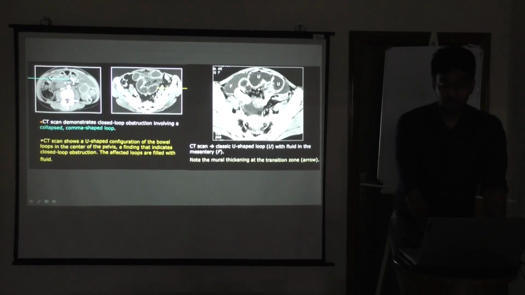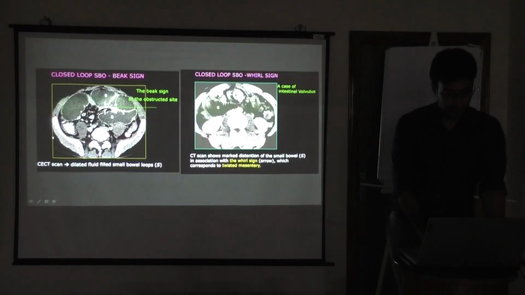So there is something called the transition zone in obstructions, which is where the culprit is. I mean, there are grossly dilated bowel loops and there is a collapsed loop. The area of transition is nothing but the transition point. So that is the usual culprit, which is the cause for obstruction. So it's important to identify those things in CT.